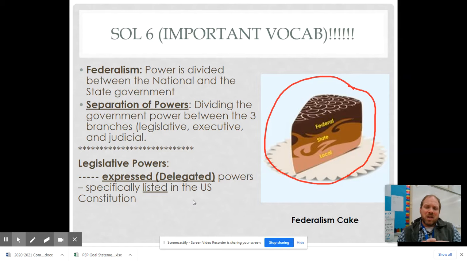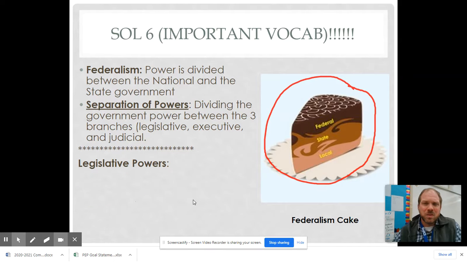Express powers would be things like the federal government can maintain the armed forces like the Army or something like that. The federal government can operate a post office, or they can control federal monies and things like that. These would be powers that were specifically listed in the Constitution for our government to do.